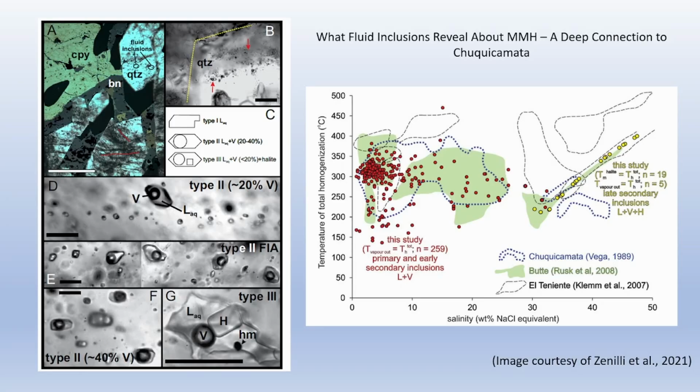The photographs on the left show the actual inclusions and their types. There are different types of inclusions, you can see. And there are some key takeaways from these diagrams and these results. First of all, we have high salinity, with high contents of NaCl fluid inclusions at late stages.